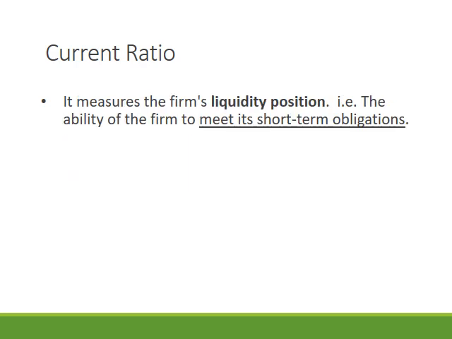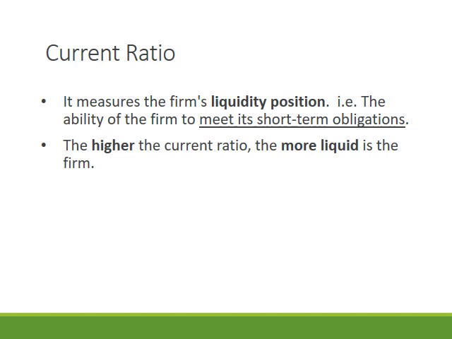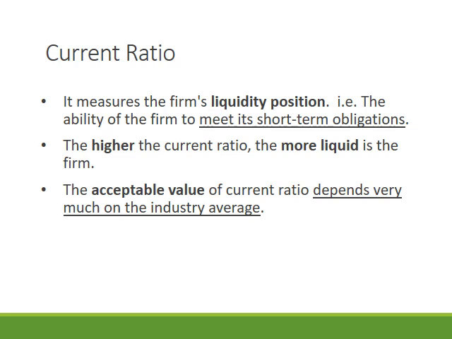It measures the firm's liquidity position, for example, the ability of the firm to meet its short-term obligation. Obviously, the bigger the figure, the better it is. The higher the current ratio, the more liquid is the firm. The acceptable value of current ratio depends very much on the industry average. So different industries have different averages. Industry A may have a higher current ratio than the industry average for industry B.